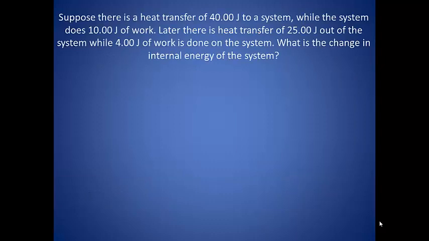Suppose there is a heat transfer of 40 joules to a system, while the system does 10 joules of work. Later there is a heat transfer of 25 joules out of the system, while 4 joules of work is done on the system. What is the change in the internal energy of the system?